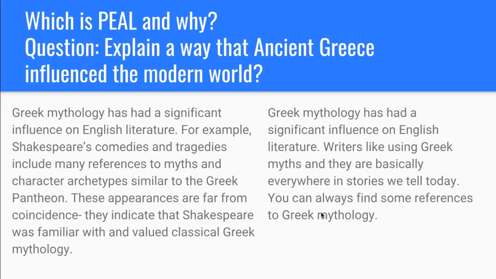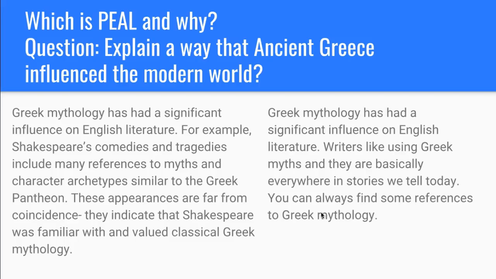So which one of these is PEAL and why? Explain a way that ancient Greece influenced the modern world. So here's our first paragraph. Greek mythology has had a significant influence on English literature. Ooh, look, there's a claim, so that's the point.